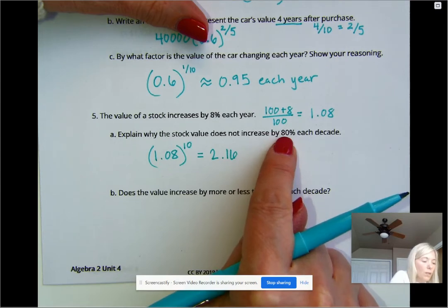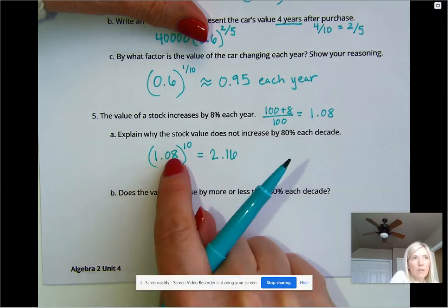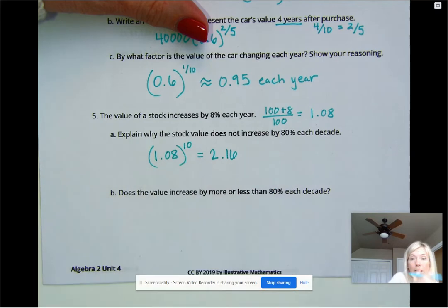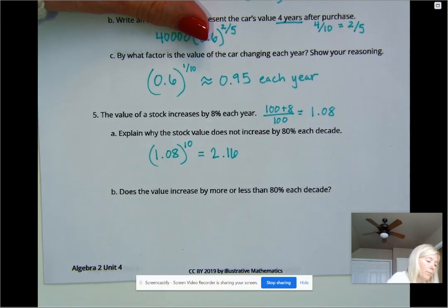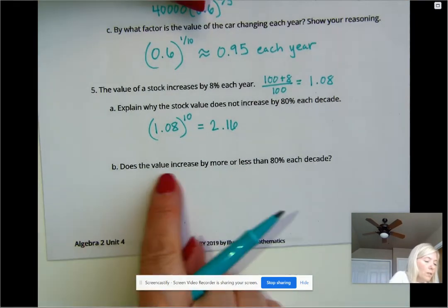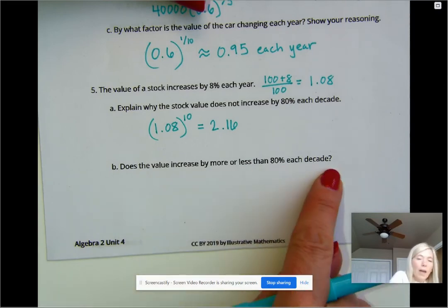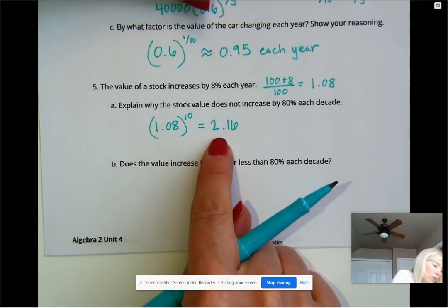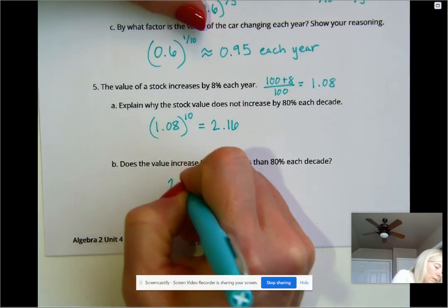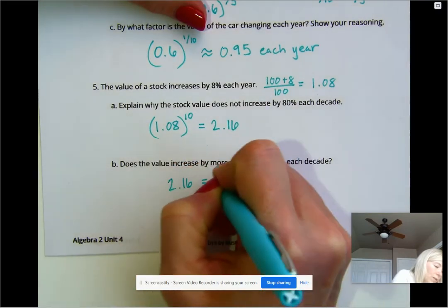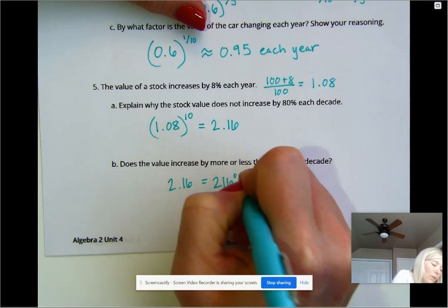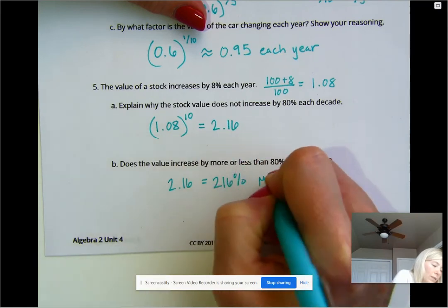All right. So we're working with exponents. And so with exponents, we're looking at repeated multiplication. Does the value increase by more or less than 80% each decade? Well, I actually calculated it. So 2.16 equals 216%. So definitely more.